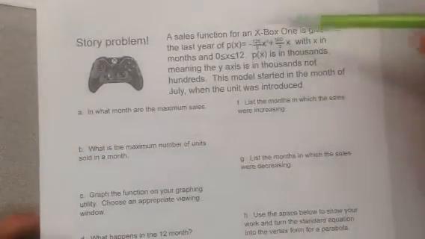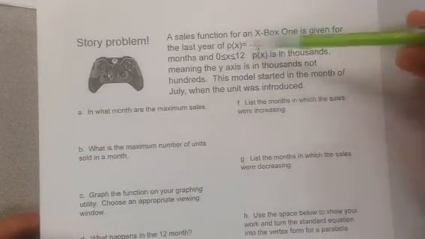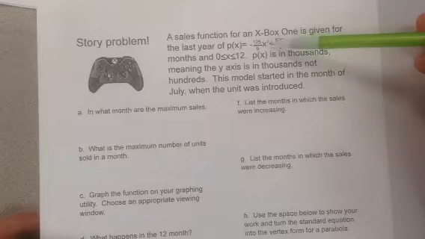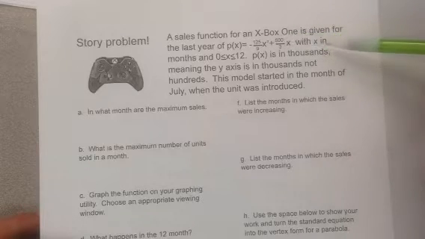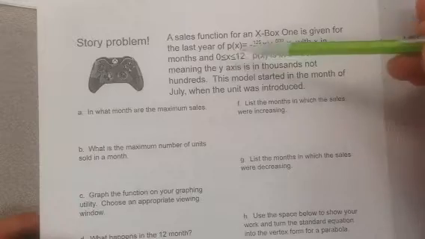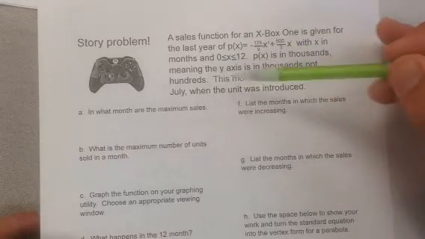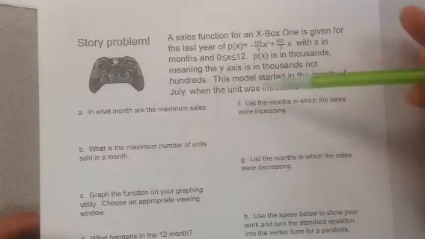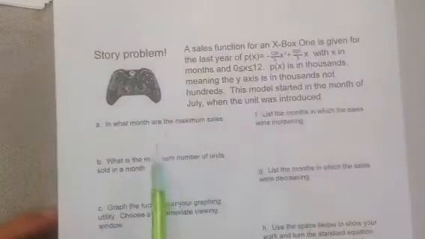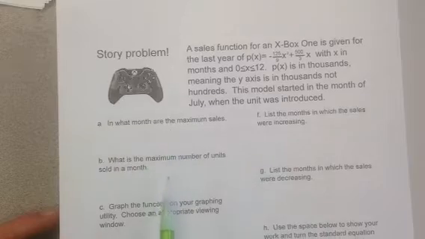A sales function for Xbox One is given for the last year of P(x) = -125/9 x squared + 500/3 x, with x in months from 0 to 12. P(x) is in thousands, meaning the y-axis is in thousands, not hundreds. This model started in the month of July when the unit was introduced. In what month was the maximum sales? What were the maximum number of units sold?